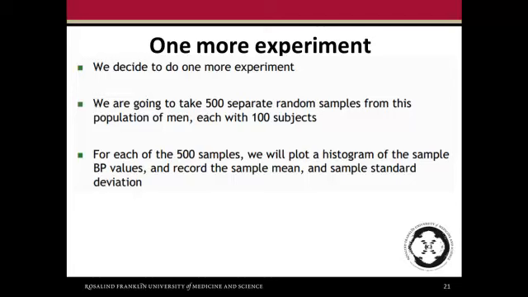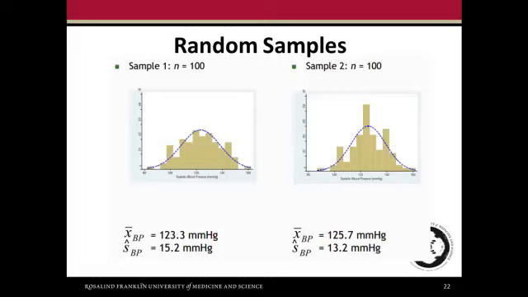Okay. First, we're just going to look at a couple samples. So these are 2 of the samples with 100 individuals. Again, we're still getting some variation in our means, but it's smaller now that we have 100 samples than it was when we had 20.